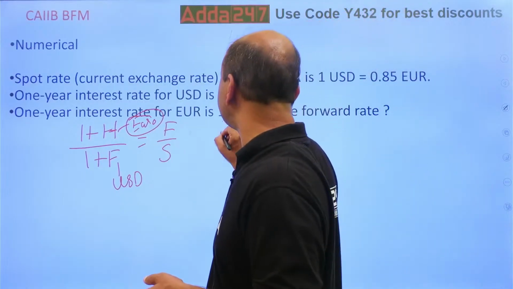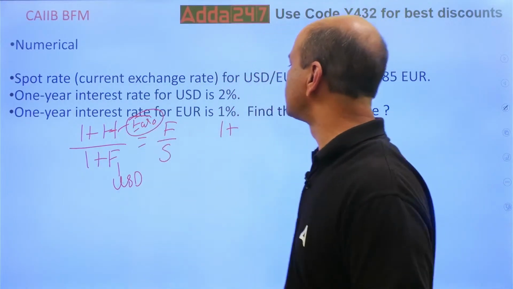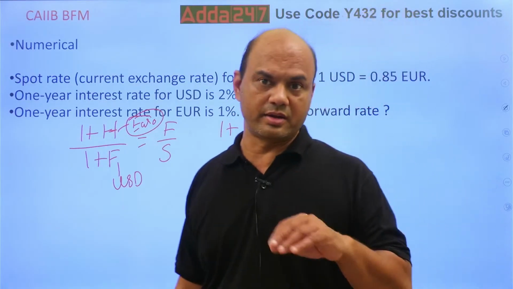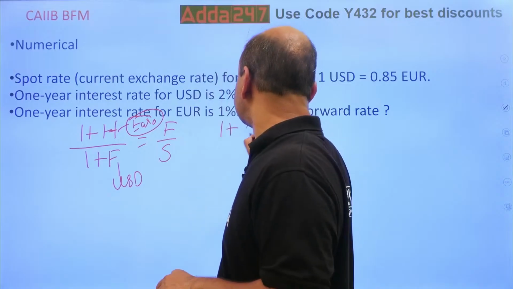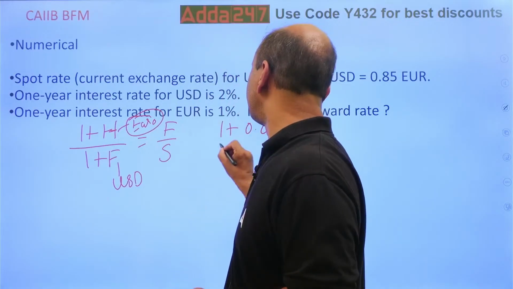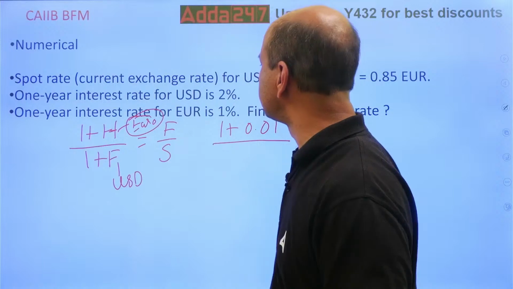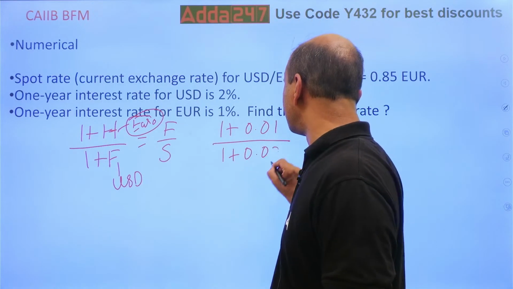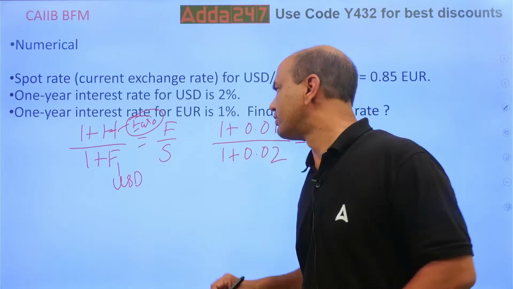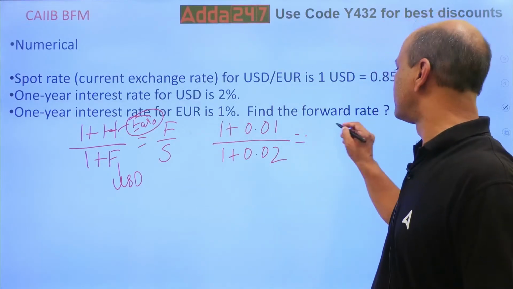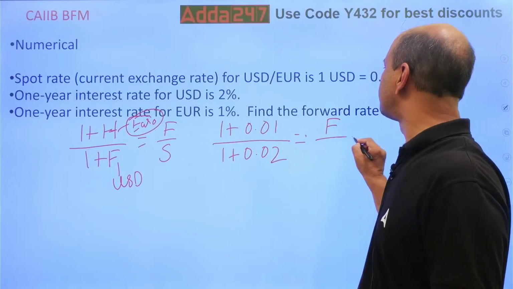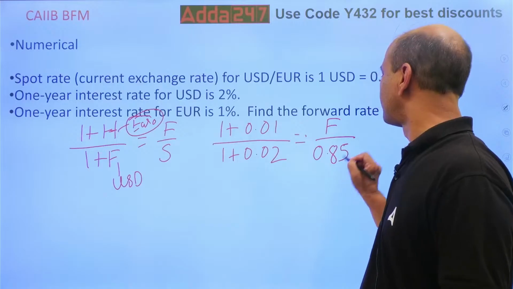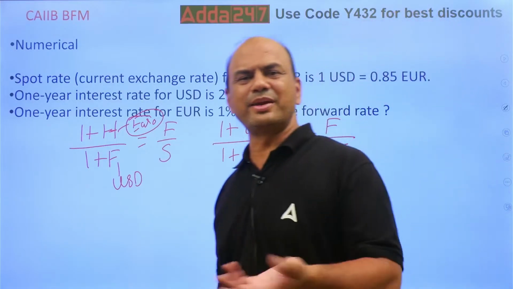So 1 plus, what is the rate of interest for home currency? Euro, 1%. Percent means divided by 100, so it will be 0.01, upon, for foreign currency, dollar, 1 plus 0.02. That is equal to forward. We don't know, we have to find out the forward. Spot is given as 0.85. Now it's just a matter of calculations.